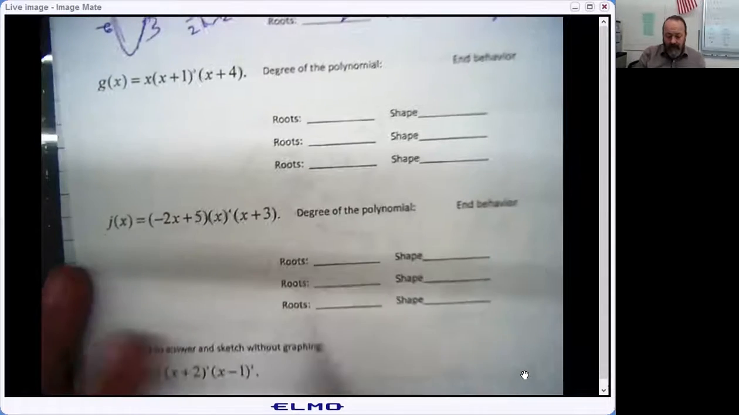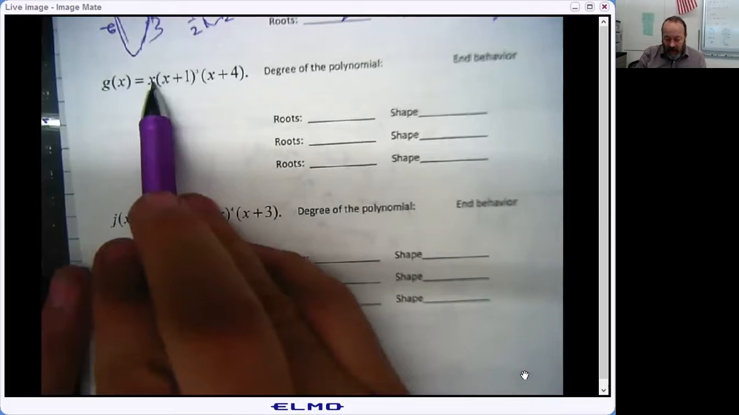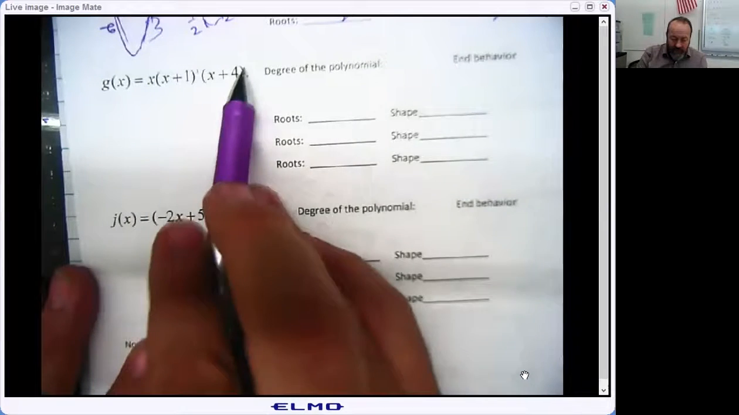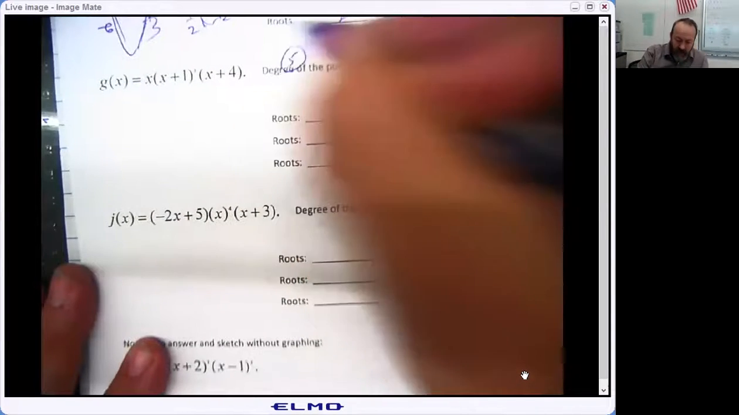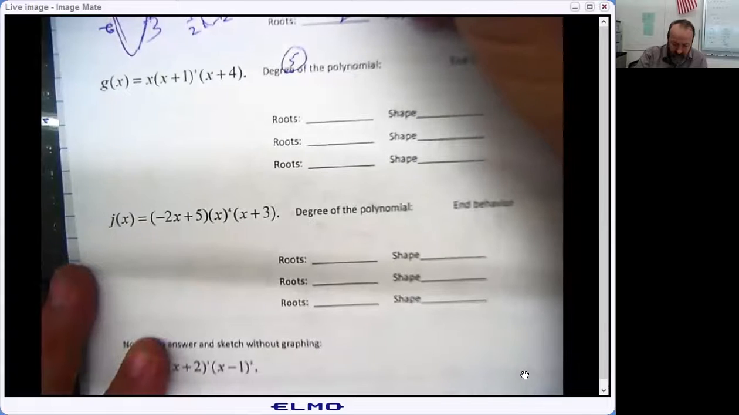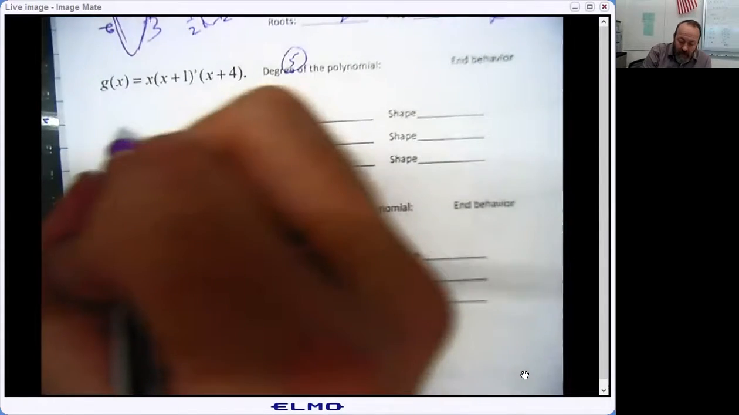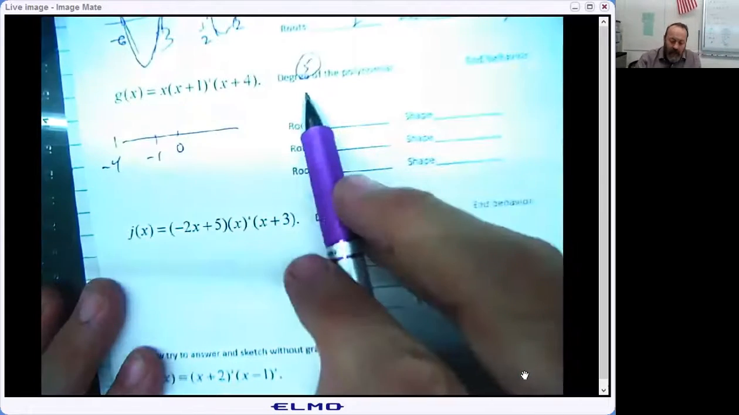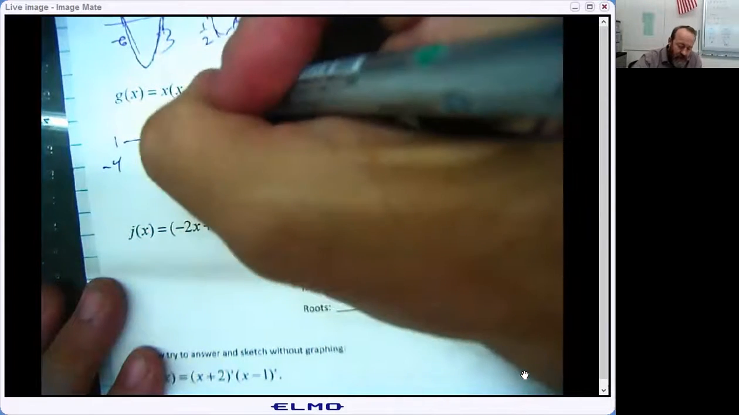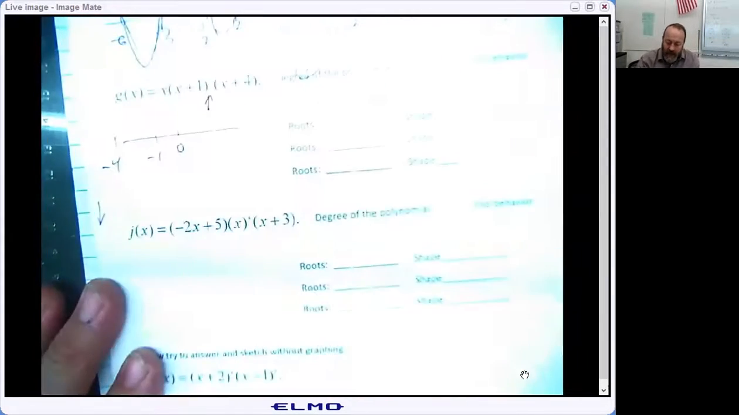Now, this one has a 1, 2, 3, 4, 5. This is a 5th degree polynomial. The degree of this one was a 4th. Its leading coefficient is, again, positive. So I could find my zeros. There's 1 at 0. There's 1 at -1. And there's 1 out here at -4. Its leading coefficient is positive, so it has to end up and start down.